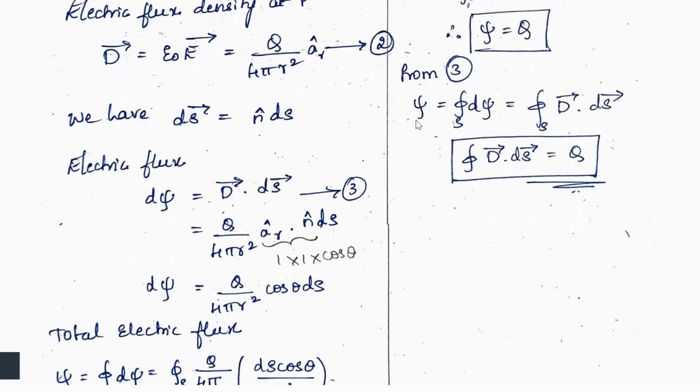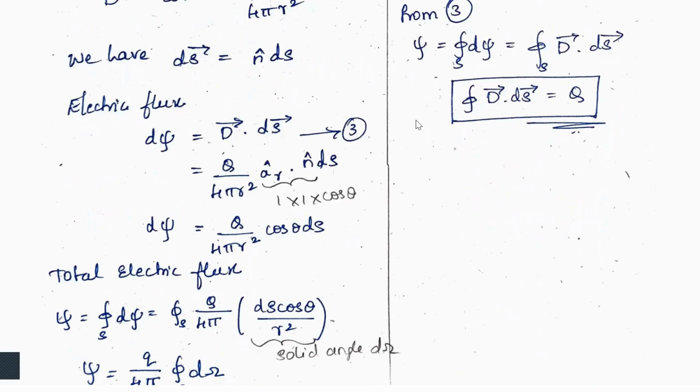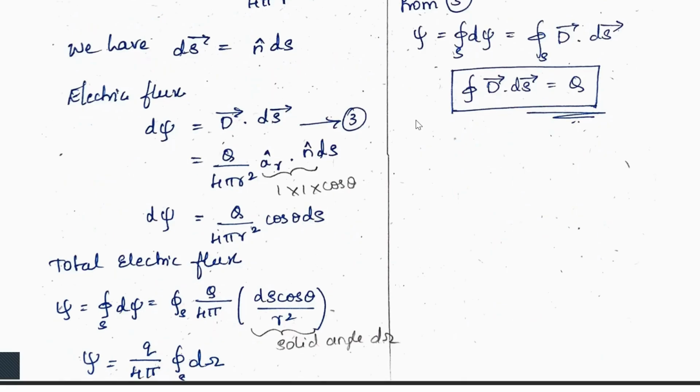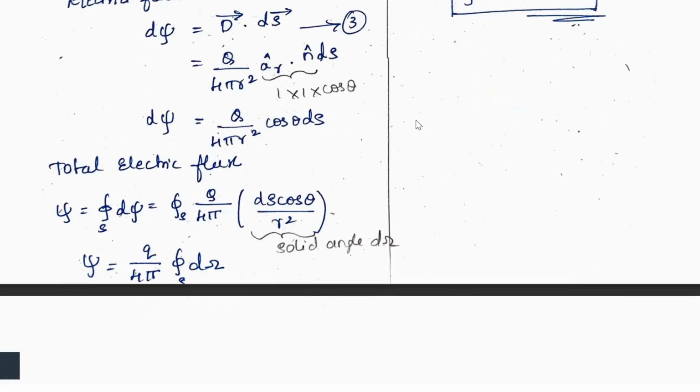For the total flux, we have to integrate. This is a surface integral. So psi is equal to the surface integral of Q divided by 4 pi times dS cos theta divided by R squared. Substitute that with the solid angle d omega. So psi is equal to Q divided by 4 pi times the integral over S of d omega.